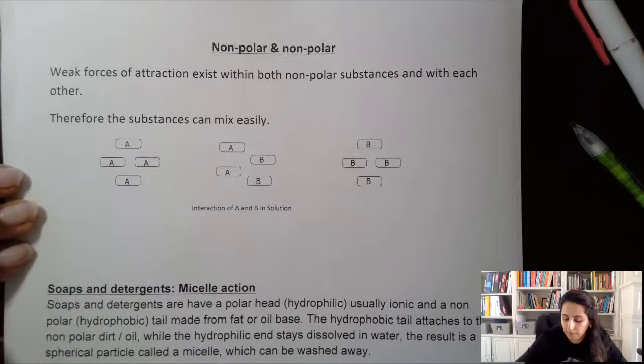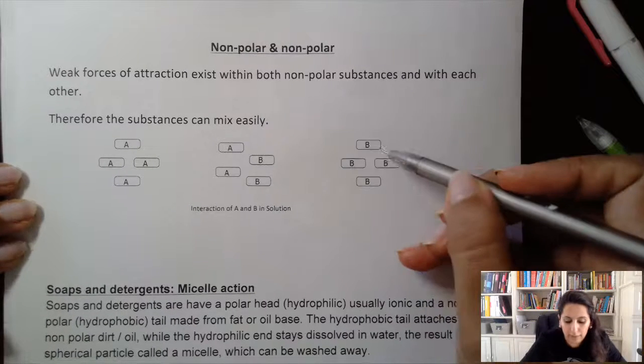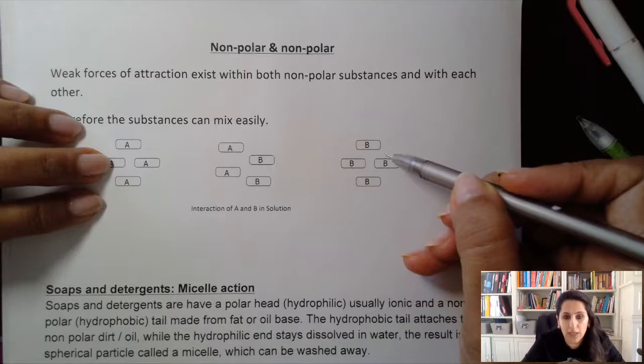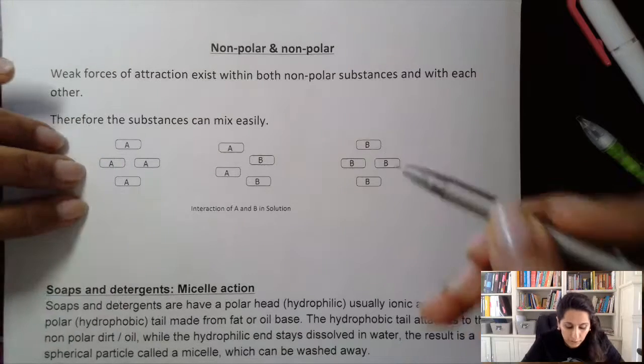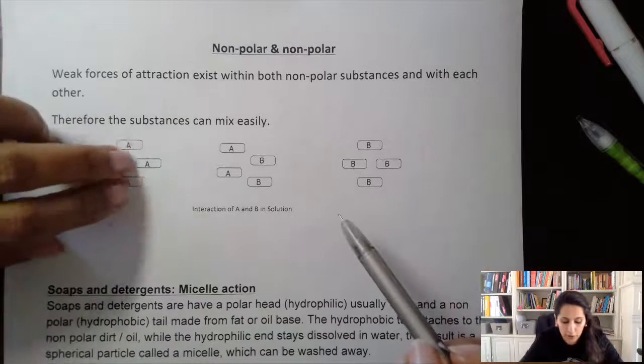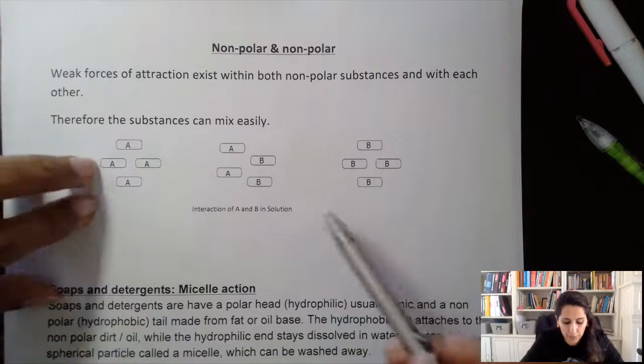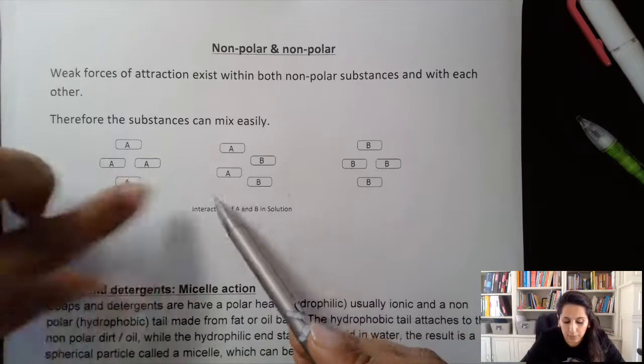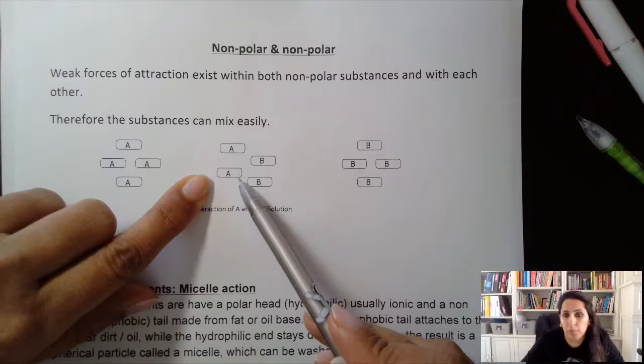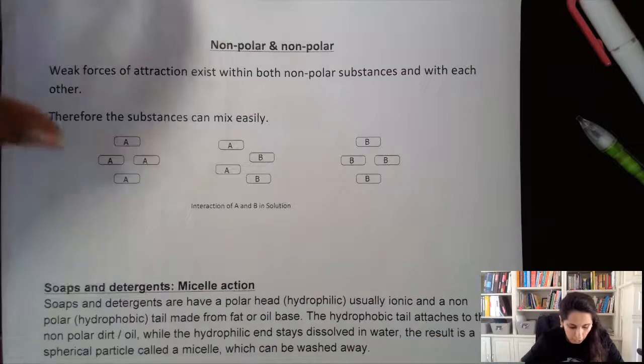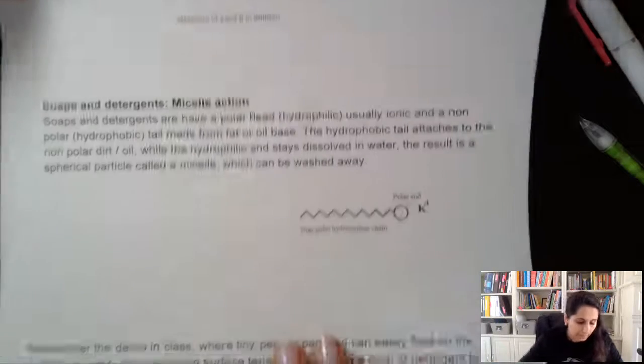Well, they don't have any electrostatic forces of attraction on both sides. There's no hydrogen bonding. Whatever non-polar attractions are on this side, van der Waals forces would also be there when they're both mixed. So yes, non-polar and non-polar will mix with each other. Okay.